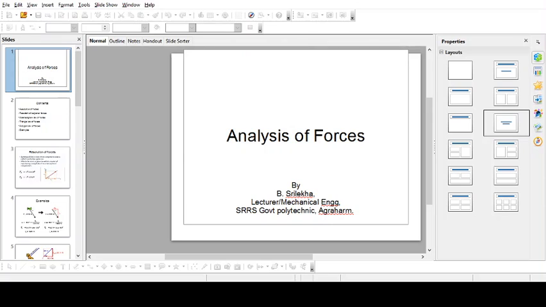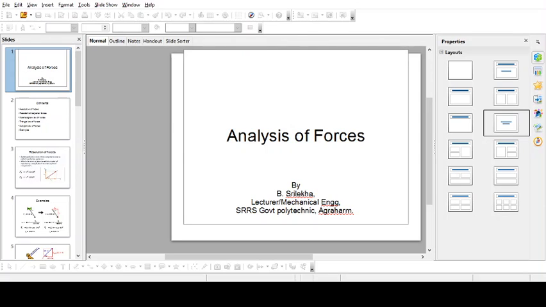Next, the polygon law of forces. The polygon law of forces states that if any number of coplanar forces acting on a particle are represented in magnitude and direction by the sides of a polygon taken in order, then the resultant of all the forces may be represented in magnitude and direction by the closing side of the polygon taken in opposite order.